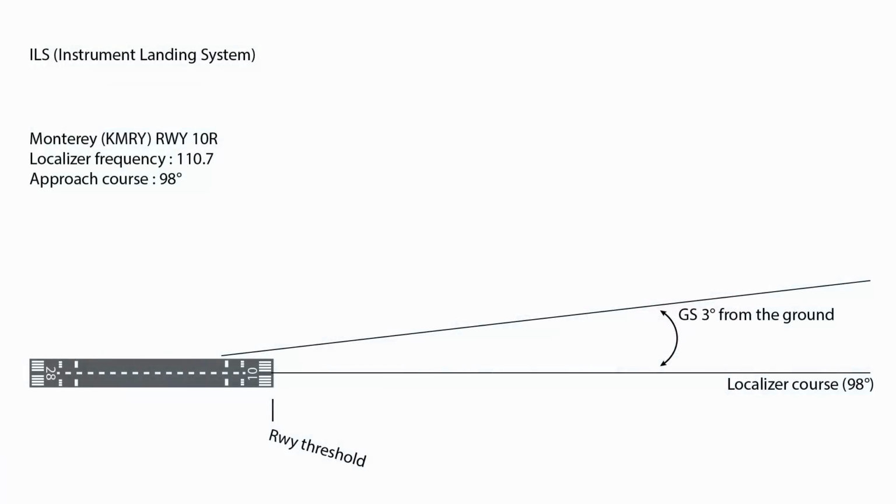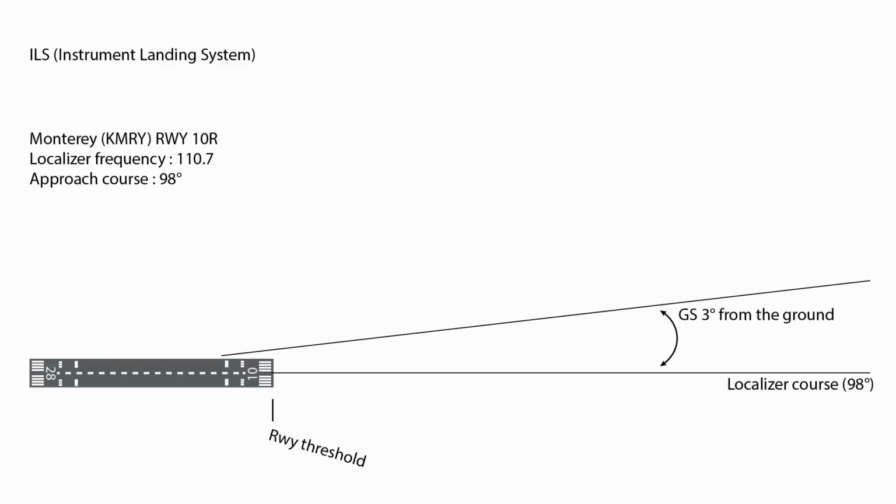An ILS approach is called a precision approach because it has horizontal and vertical guidance to the runway. Horizontal is the course from the localizer, vertical is the glide slope to the runway at approximately 3 degrees above ground level. It can be more or less if there are obstacles, for example. In all the flights in this video, I land on Monterey, runway 10 right.